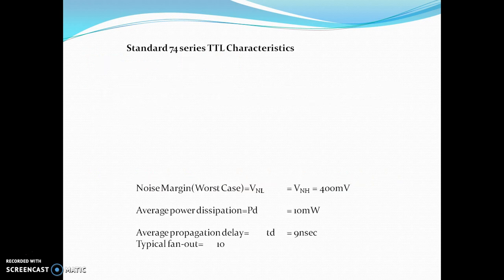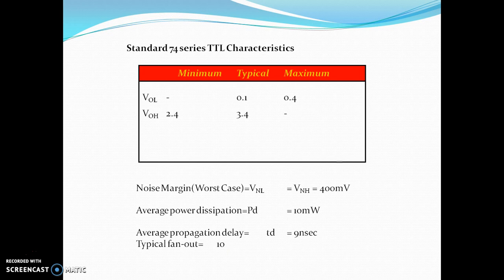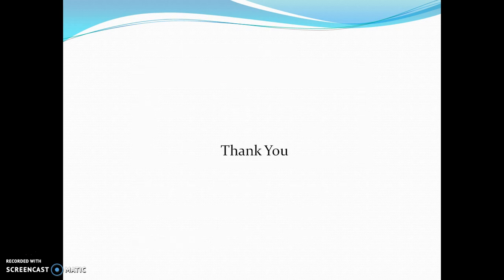Now we'll see the standard values for the 74 series. Already we discussed the different parameters for the 74 series. The noise margin level should be 400 millivolt. Power dissipation should be 10 milliwatt. Average propagation delay 9 nanoseconds. Typical fan out is 10. Now we'll see the voltage range for a standard TTL. VOL is 0.1 to 0.4. VOH is 2.4 to 3.4. VIL max is 0.8 and VIH is 2 volt.